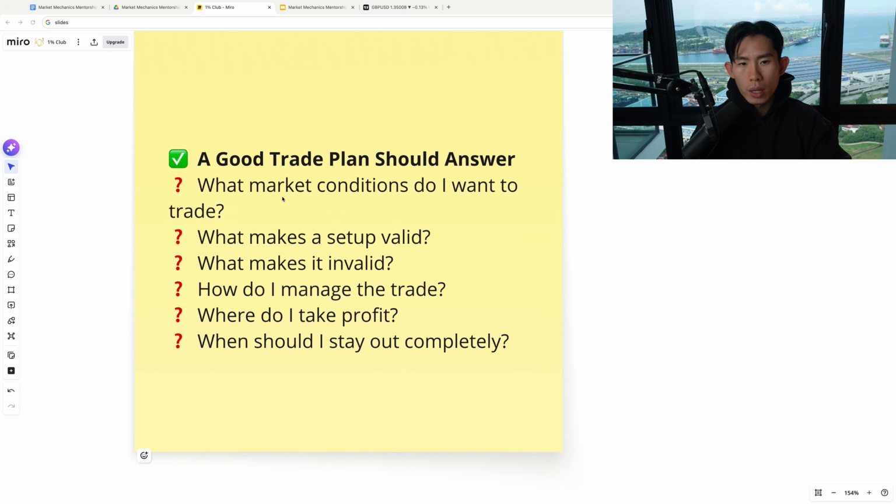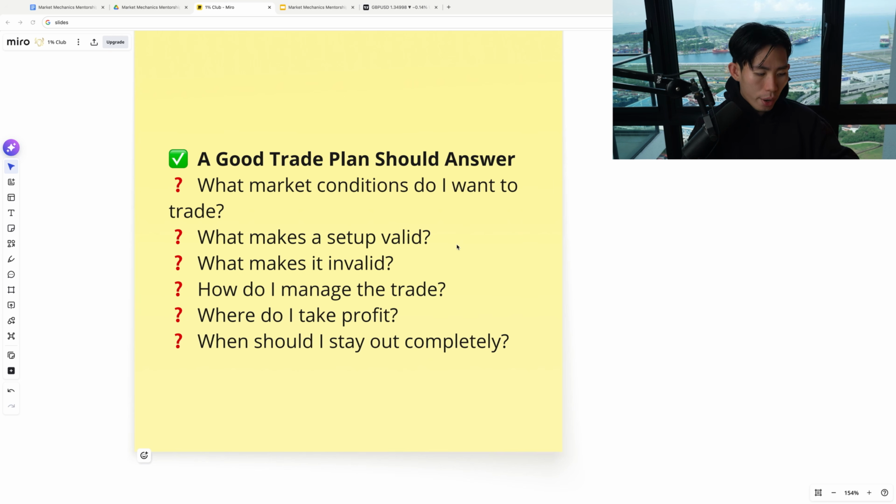All right, so here's what a good trade plan should do. A good trade plan should give you the answers to simple questions just like this. What market conditions do I want to be trading? Is it the bullish market condition, bearish market condition? Is it when price is in a continuation phase or a pullback phase? What makes a setup valid, right? Must I gather my buyers and must I ensure that the lower time frame trade idea is aligned with the higher time frame trade buyers?